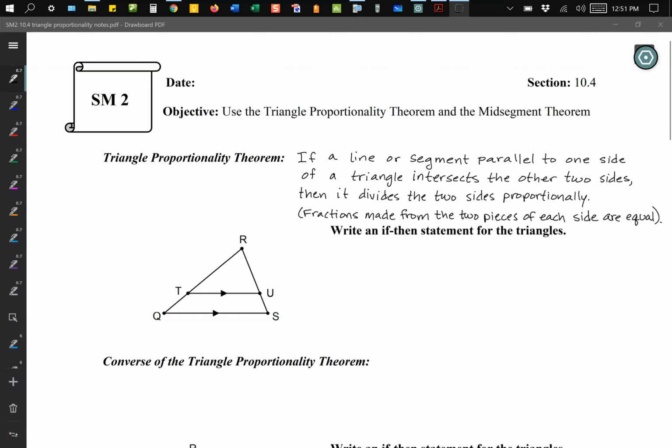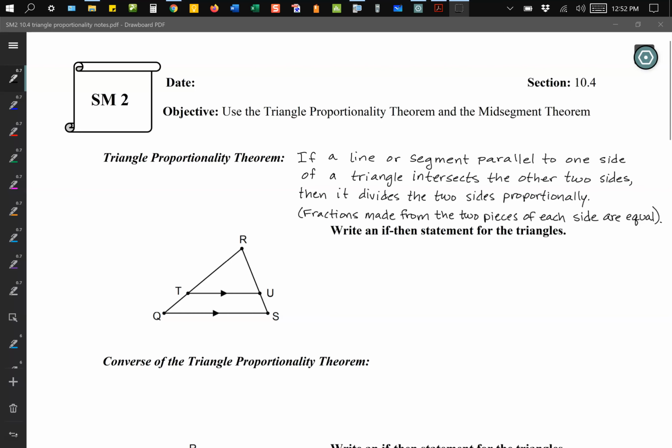Section 10.4 deals with two more theorems about triangles. And these two theorems deal with cases where we have overlapping triangles. The first theorem is called the Triangle Proportionality theorem. And when you first read it, your brain is probably going, well, that just sounds like gibberish to me. So let's read it and then let's try to make sense of it.